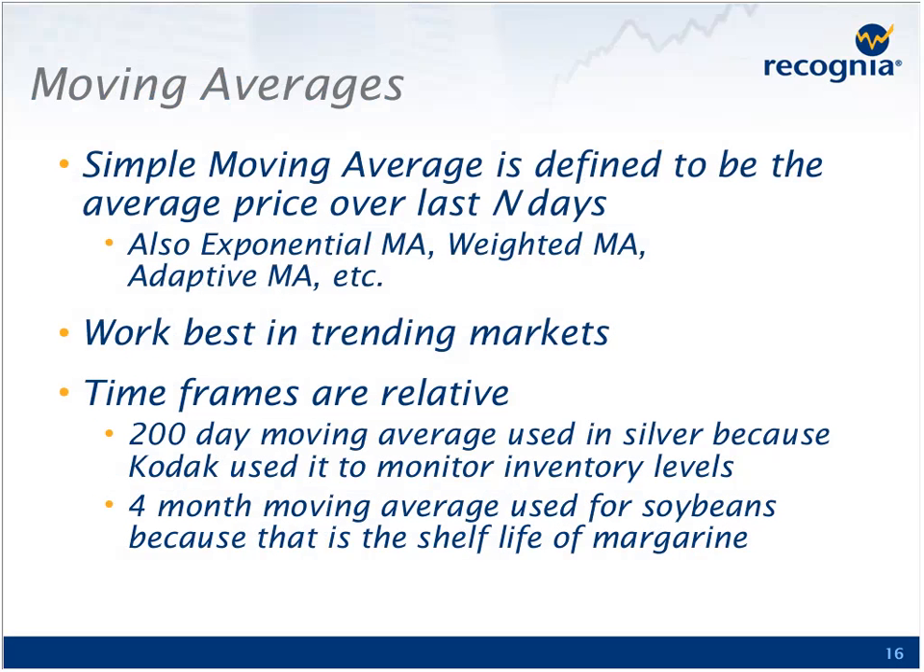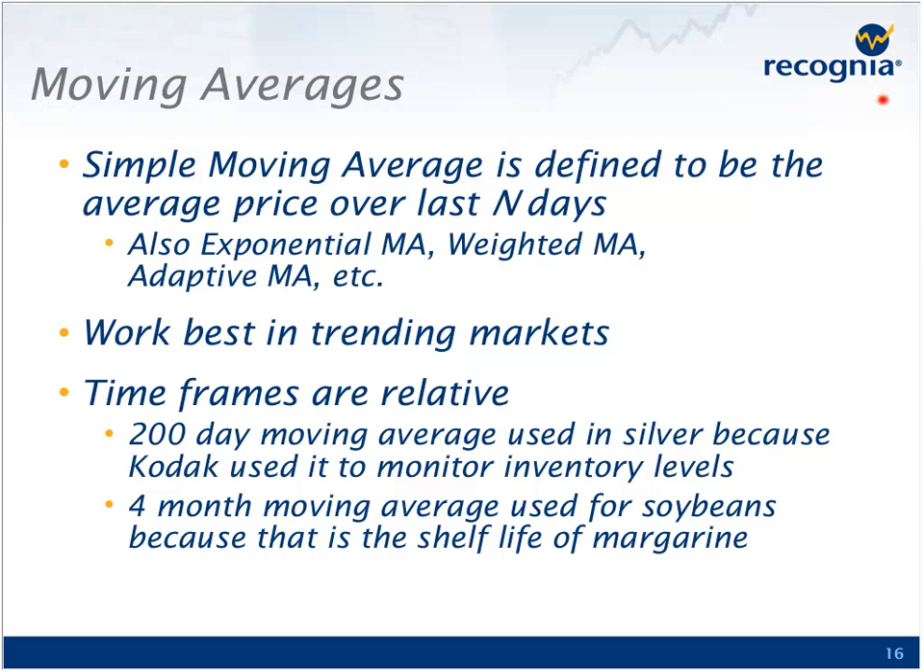So we talked about moving averages very briefly, and this is one of the most common types of indicators. The simple moving average is defined very simply as the average price over the last n days. So if we're calculating the 50-day simple moving average, you just take the closing price over the last 50 days, add it up, divide by 50, and that gives us today's value for the 50-day SMA. And technicians have also invented other kinds of moving averages, like exponential moving averages, weighted moving averages, adaptive moving averages, and so on. And all of these tend to work best in trending markets.